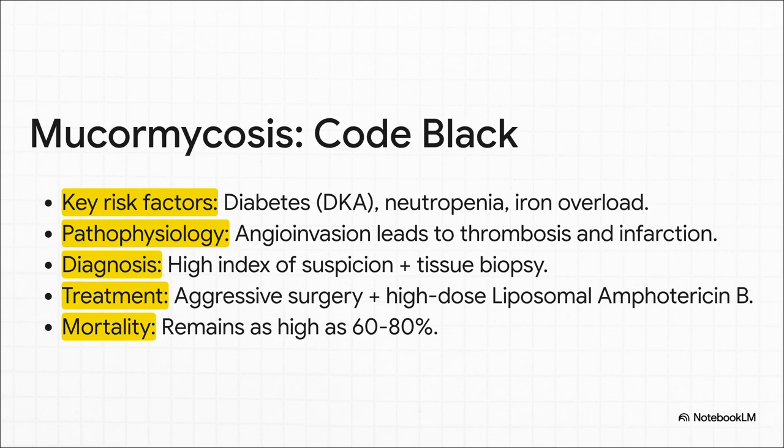So if you even suspect it, you have to act. The treatment is a two-pronged attack. A surgeon needs to go in and aggressively cut out all of that dead tissue. And at the same time, you start them on high-dose liposomal amphotericin B. And even when we do everything right, the mortality rate is still incredibly high.